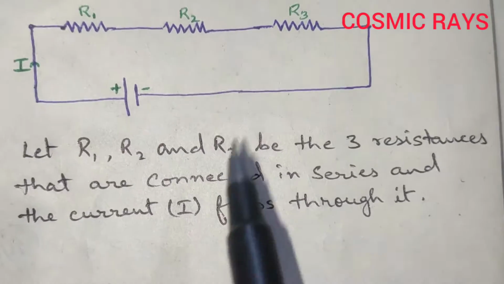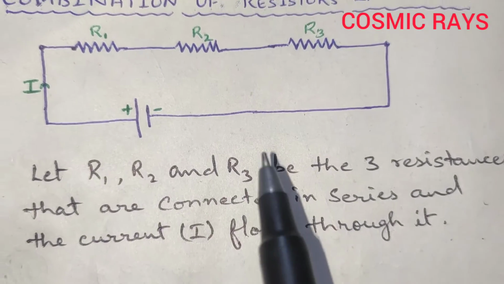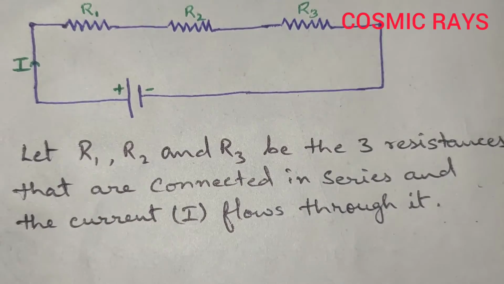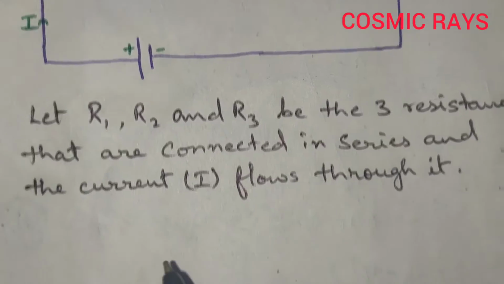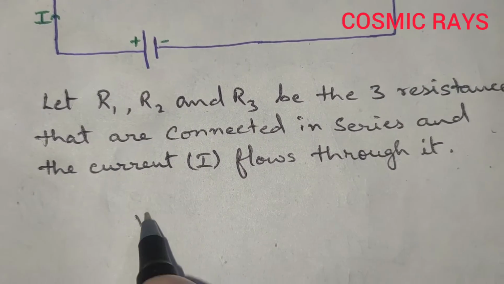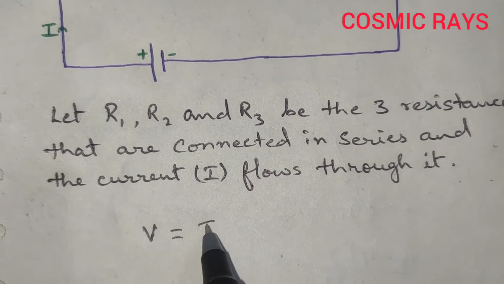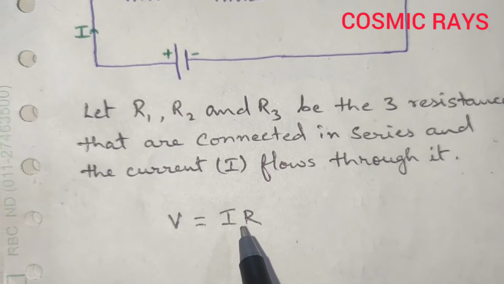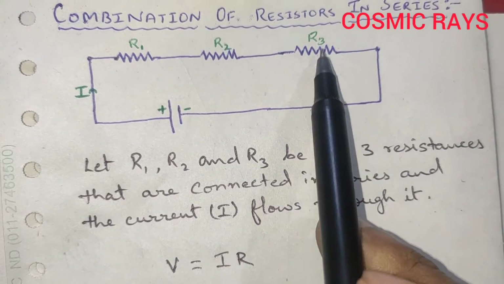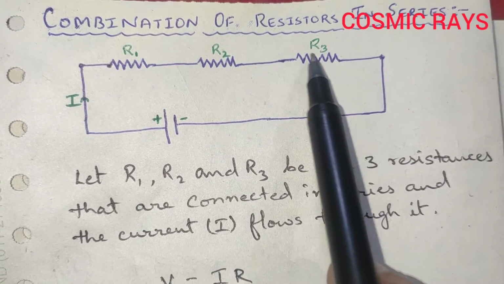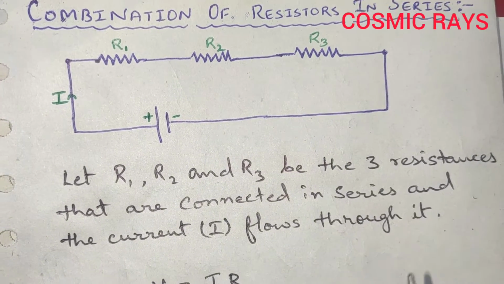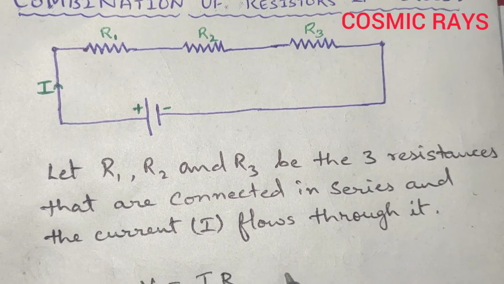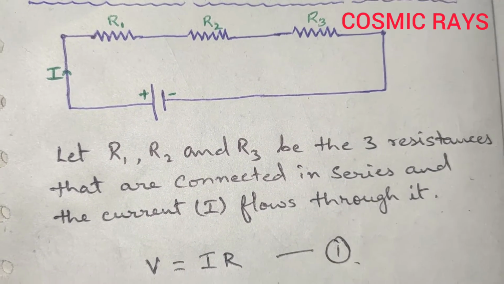Now if we talk about the overall potential difference, then the overall potential difference of this circuit will be given by V is equal to IR, where I is the current and R is the overall resistance of these three resistors which are connected in series. Now let us mark this as equation 1.